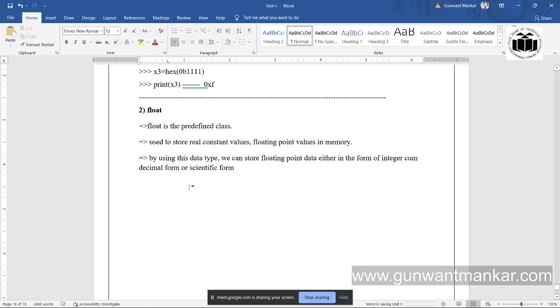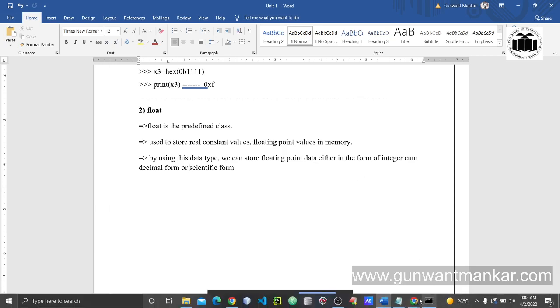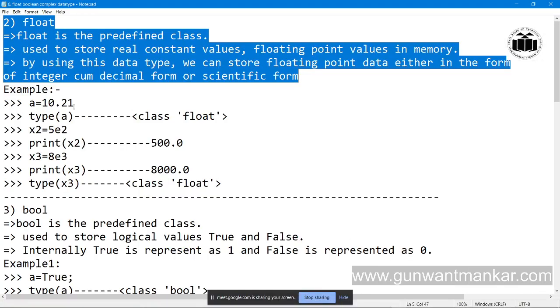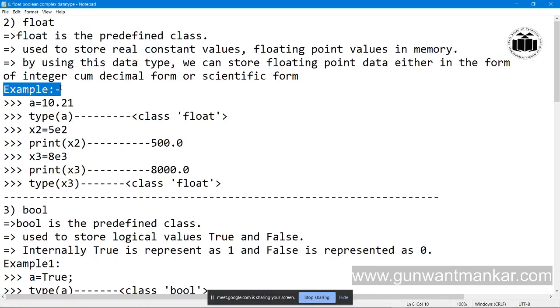So you can store in which form? Floating point, either in the form of integer come decimal or scientific form. Let us see what is scientific form. Okay, see the examples.